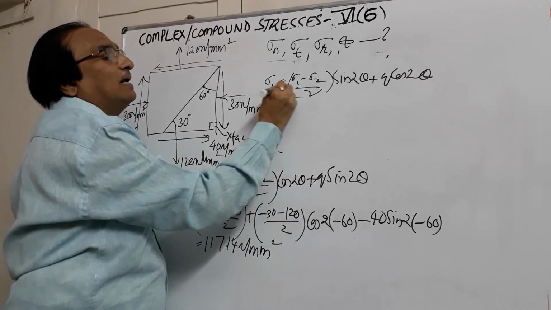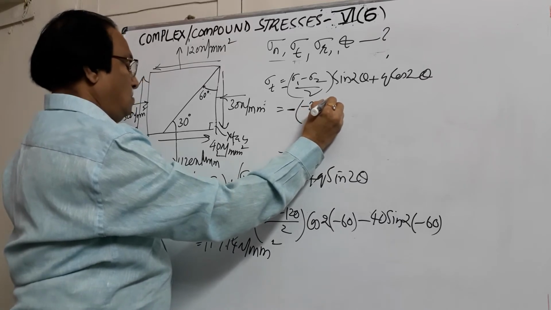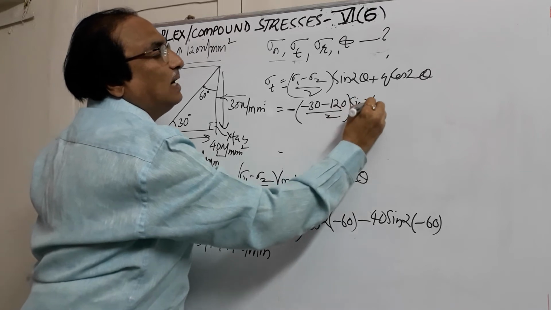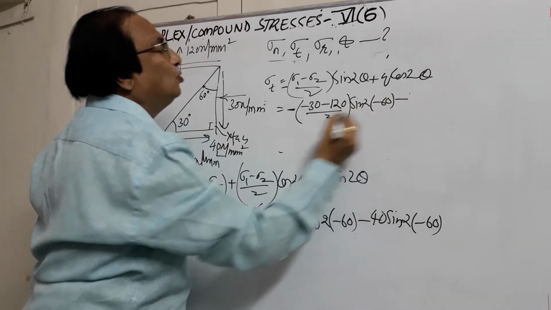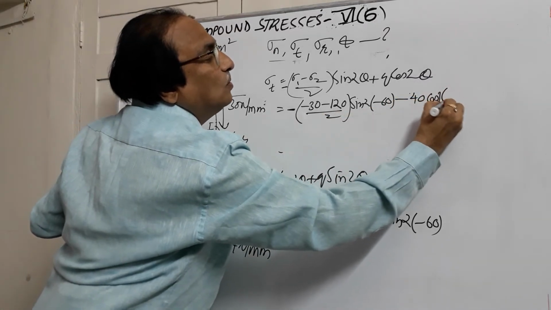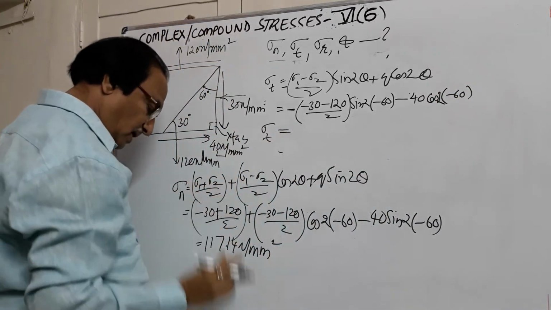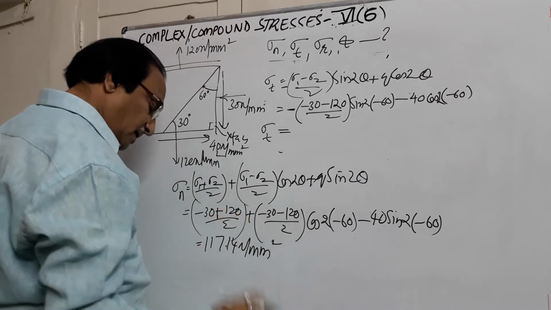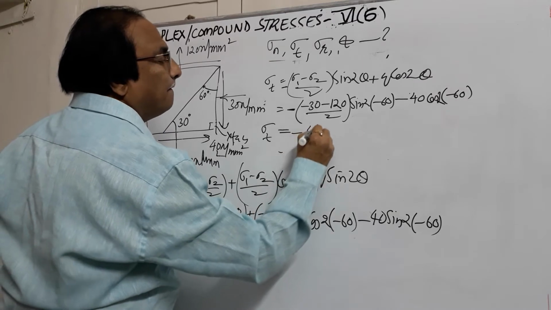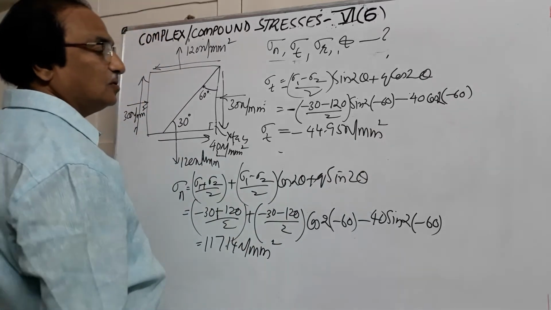Substituting the values, this is minus 30 minus 120 divided by 2 sine of 2 into minus 60, plus q, which is negative here, minus 40 into cos of 2 into minus 60. If you simplify this, you get sigma t equal to minus 44.95 Newton per mm square. So you get normal stress, you get tangential stress.